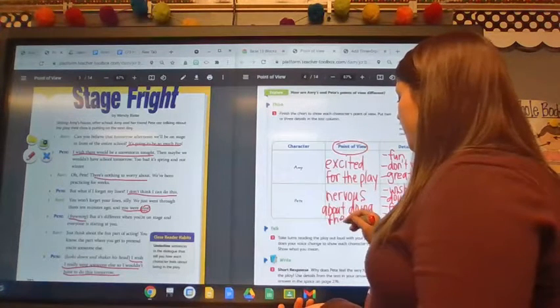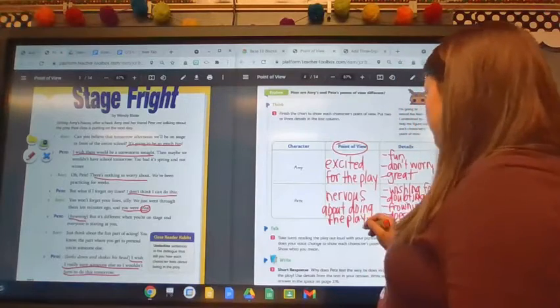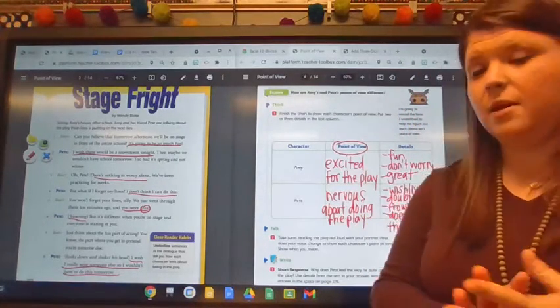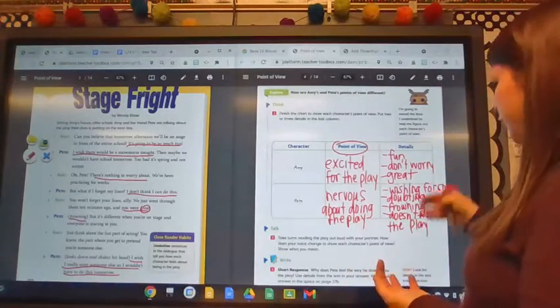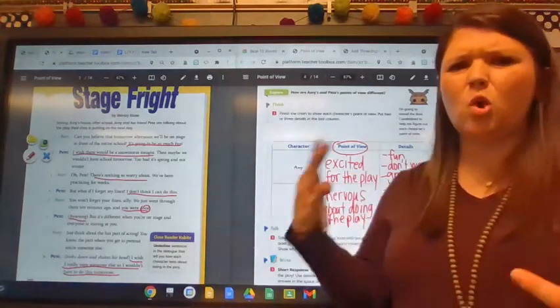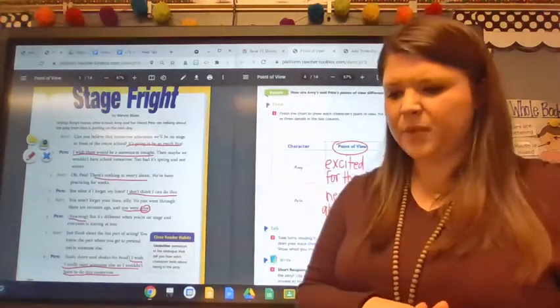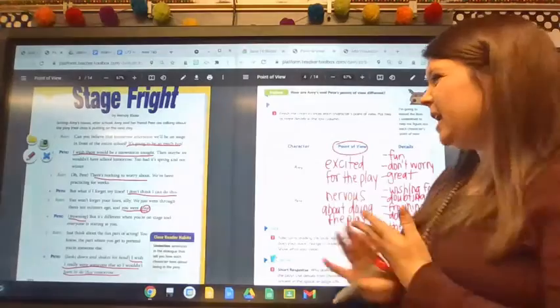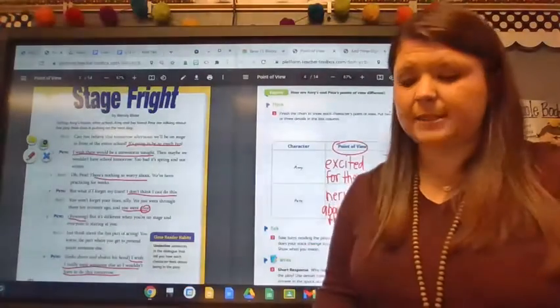And we know that because of the things that he's saying and the actions he's taking. He just flat out said he doesn't want to do it, didn't he? He also has a frown. He's wishing for snow, wishing to be someone else, isn't he? So all these things are telling us that Pete is nervous about the play. He doesn't want to do it, does he?